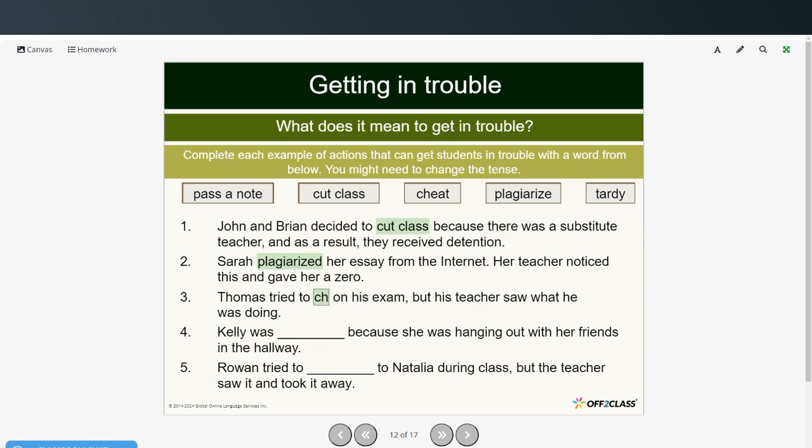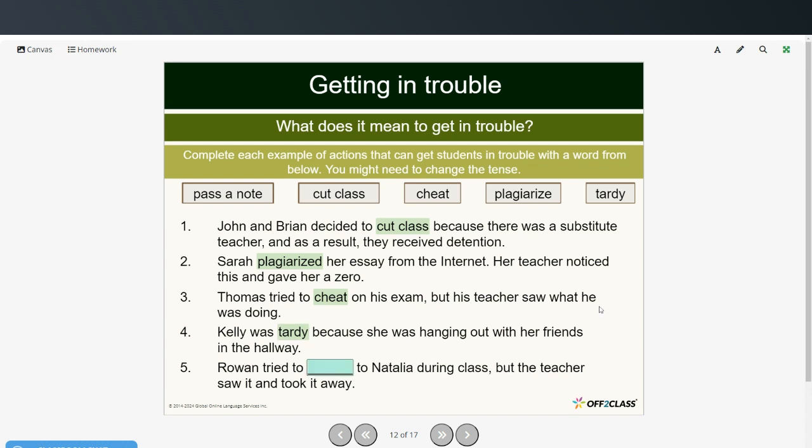Thomas tried to cheat on his exam, but his teacher saw what he was doing. Kelly was tardy. Tardy is another word for late. Kelly was tardy because she was hanging out with her friends in the hallway. And Rowan tried to pass a note to Natalia during class, but the teacher saw it and took it away.